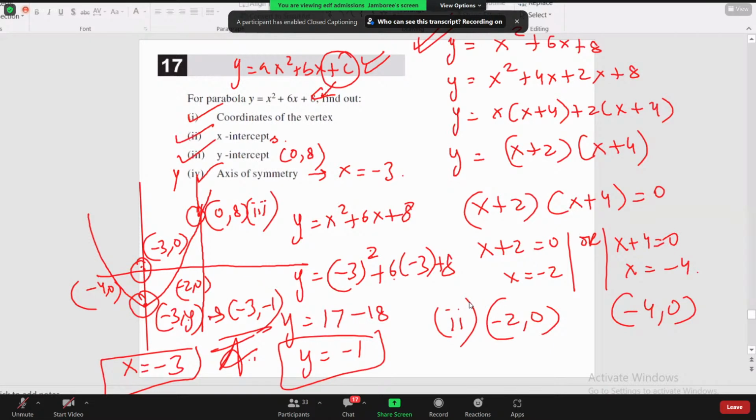Sir, sir, Yes, please. can you explain how we got x is equals to -3?